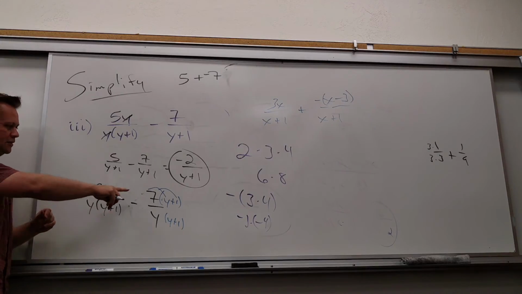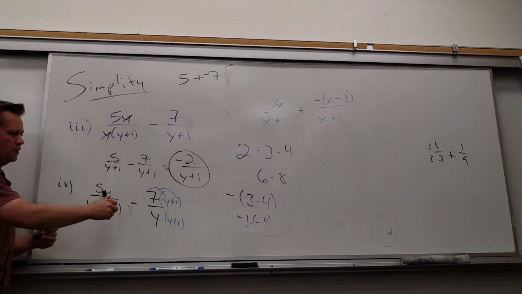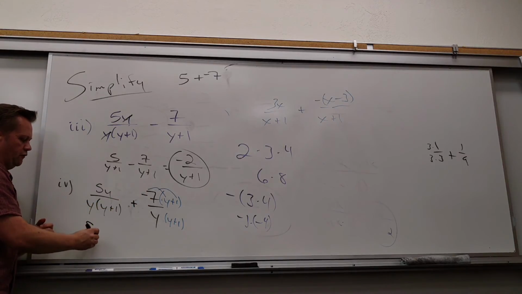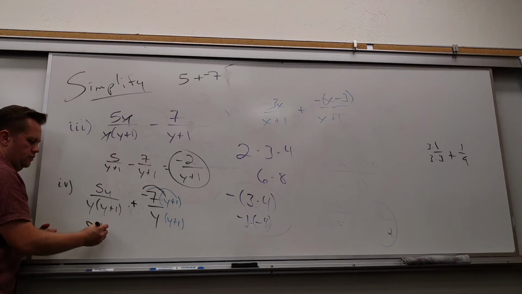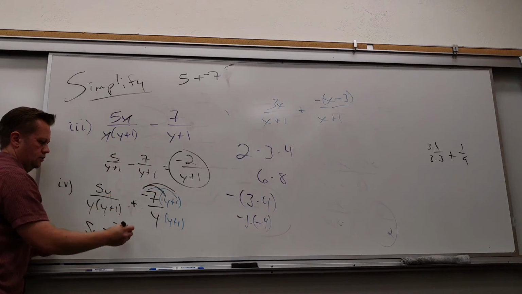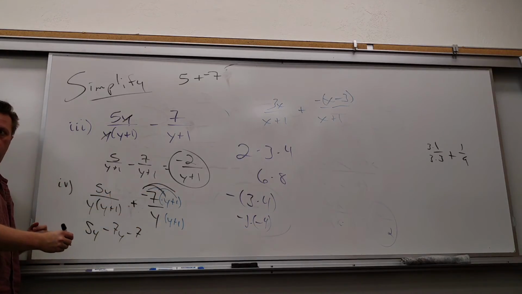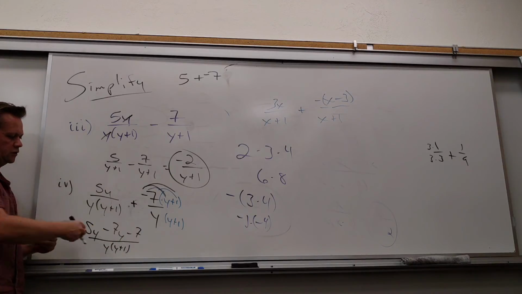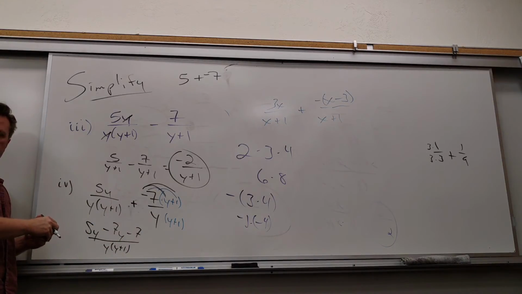So, let's finish this problem. Over here, if I bring that negative up there, what do I get on the top now? 5y minus 7y minus... And then just put your like terms together. So negative 2y minus 7.